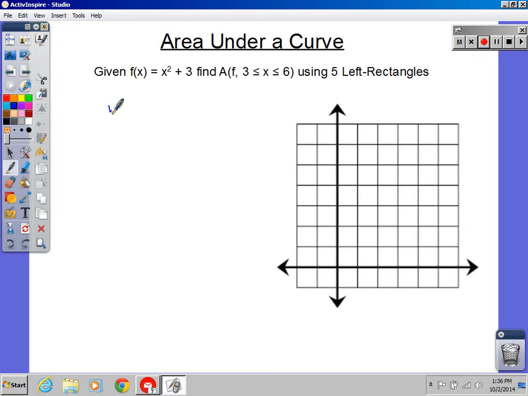First step is to find the width of each rectangle. And we do that by subtracting the domain and dividing by the number of rectangles. So 3/5 ends up being 0.6. Now we're starting at 3, so if I was graphing this, I want to break my graph, and I would start at 3, and then I'd go to 3.6, and then 4.2, 4.8, 5.4, and 6 will be my final value.